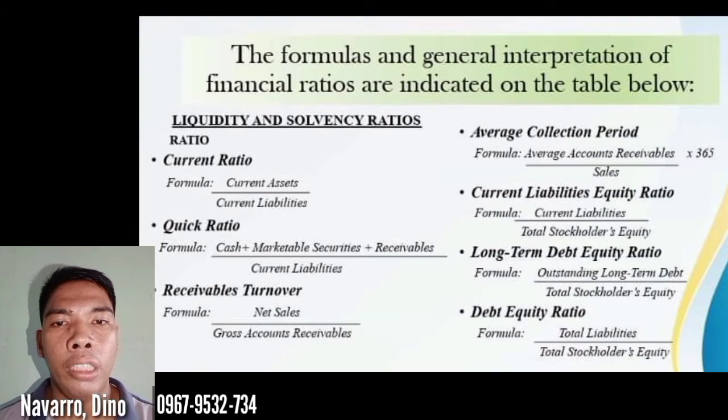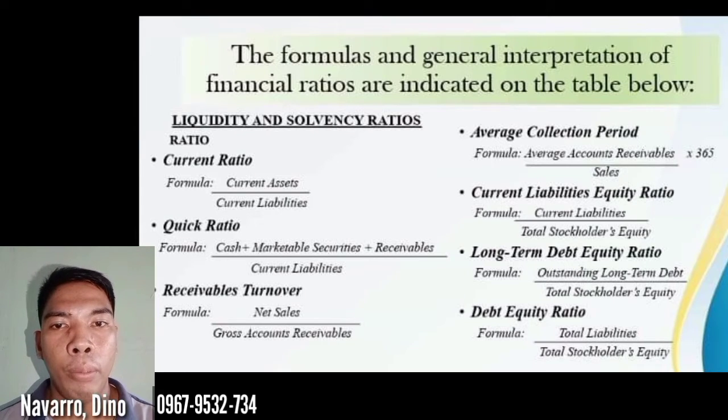The formulas and general interpretation of financial ratios are indicated in the table below. Liquidity and solvency ratios. Current ratio formula: current assets divided by current liabilities. It truly indicates the borrower's ability to meet his obligations.